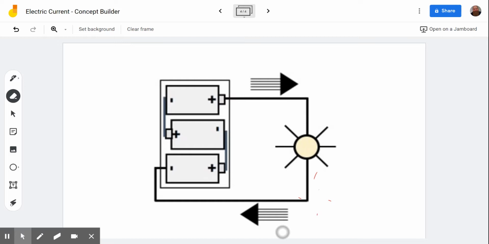Remember, more batteries provides a bigger push because they're connected in series. They gain energy, gain energy, gain energy. They have 3 times as much energy as one battery, and that's going to push them harder around or push them faster around the circuit. Okay, so that means you'd see more batteries, means you'd get more lines over here.